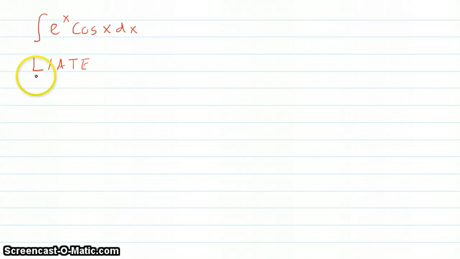If you have a logarithmic function, that should be chosen as your u. The next in this preference list is inverse trigonometric functions, algebraic functions, trigonometric functions, and exponential functions. So we have an exponential function and also a trigonometric function here. So I'm going to choose u as a trigonometric function, cosine x, since that appears before the exponential function.